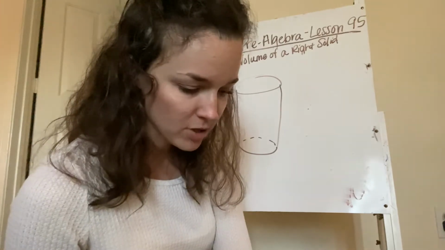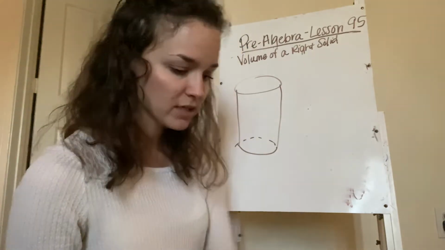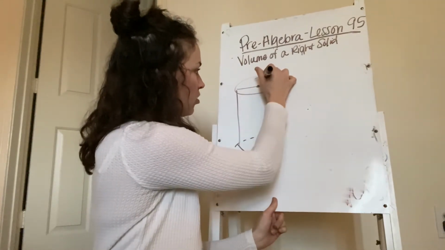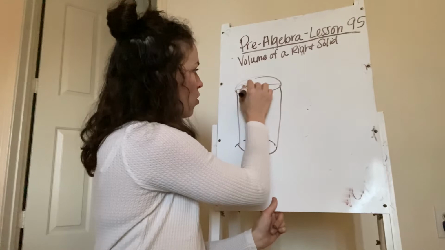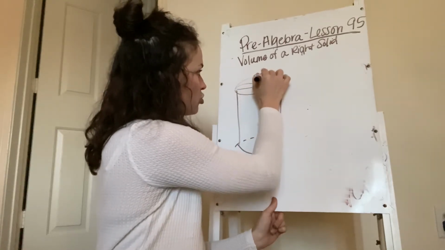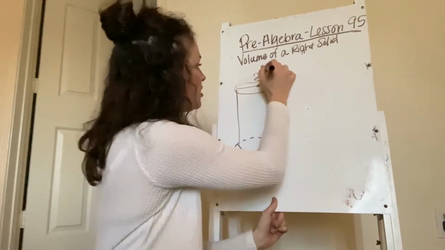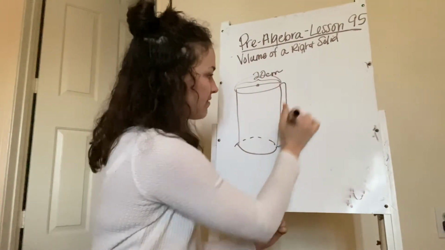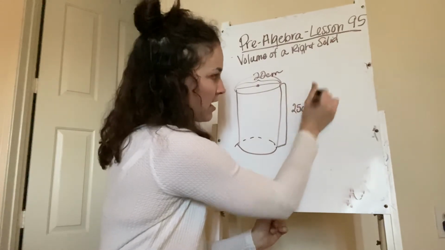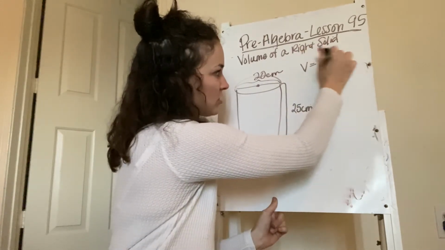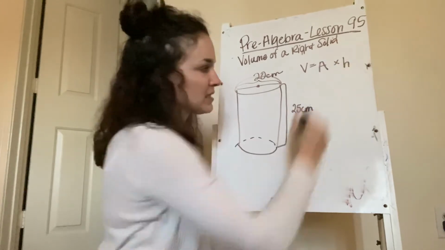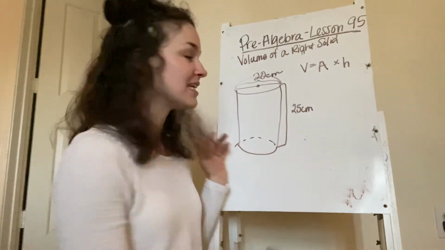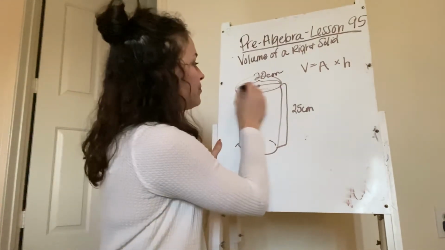We know that the diameter of this right circular cylinder is 20. Remember, diameter goes all the way through the middle, okay? So this whole thing right here is going to be 20 centimeters, and the height is going to be 25 centimeters. Volume formula is still the same. Area of the base times the height. Okay, in this figure, our base is, you guessed it, a circle.